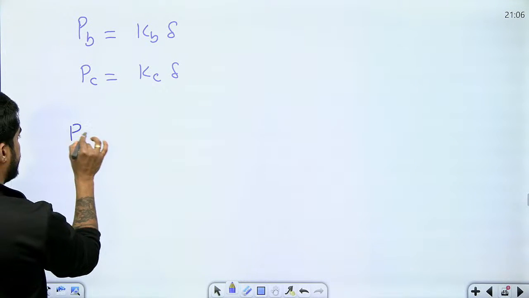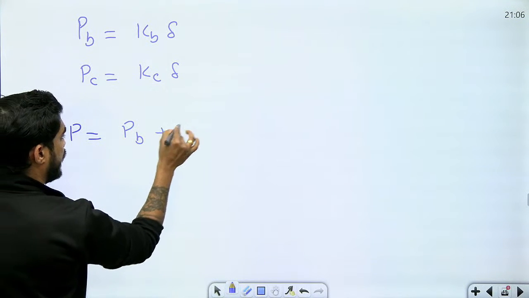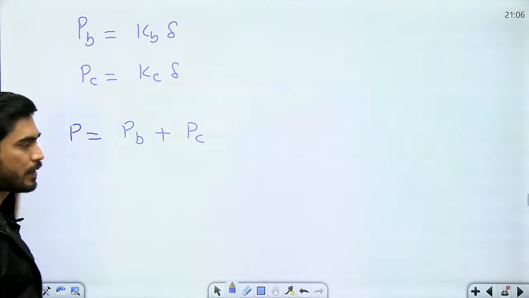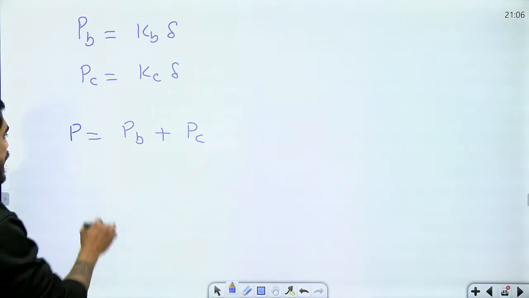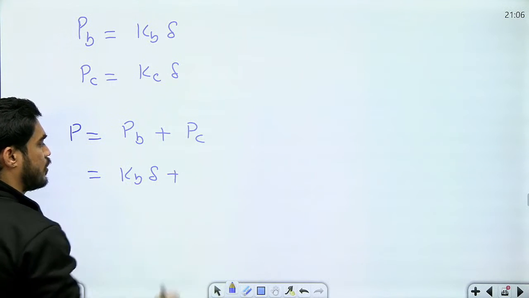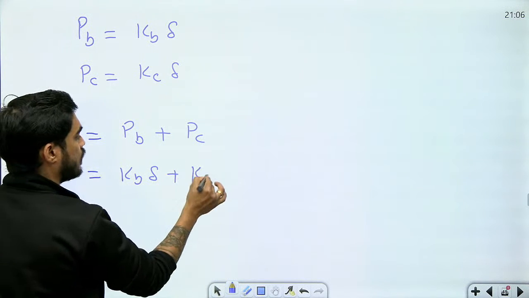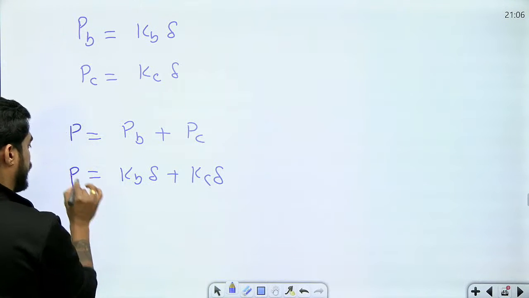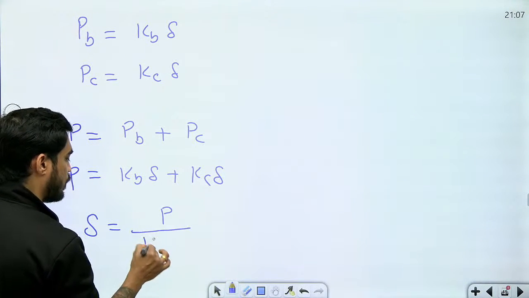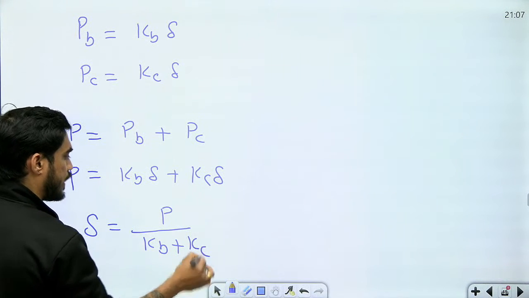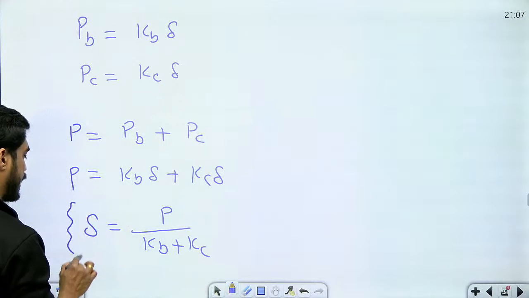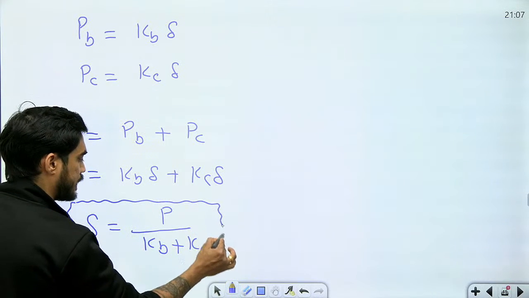Now I know that P will be equal to Pb plus Pc, right? P will be equal to Pb plus Pc. Now Pb is what? kb into delta. Pc is what? kc into delta. So from here, can I say delta equals P upon kb plus kc? Can I say that? Delta equals P upon kb plus kc.